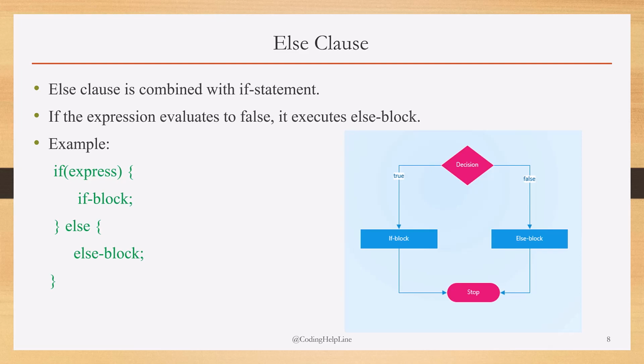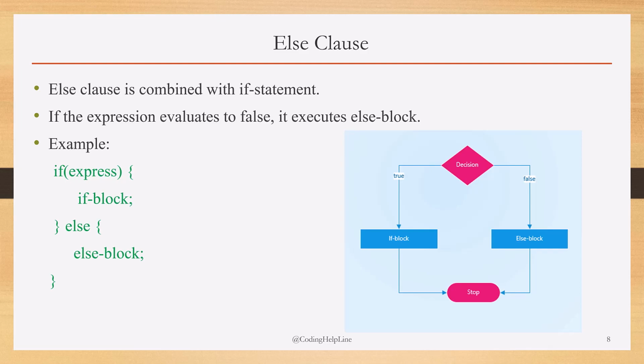And the else clause. So the else clause combines with the if statement. In case of an if statement, if the condition is true, the block executes. If we combine else with the if statement, it becomes in this form. If the expression is evaluated to true, the if block is executed. If it evaluates to false, the else block will be executed. So in this case, we execute either this one or this one.